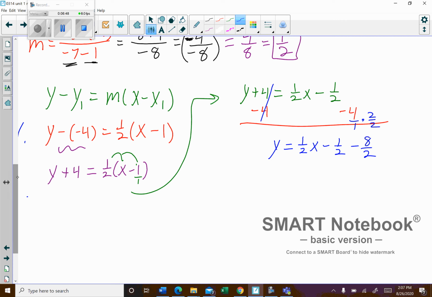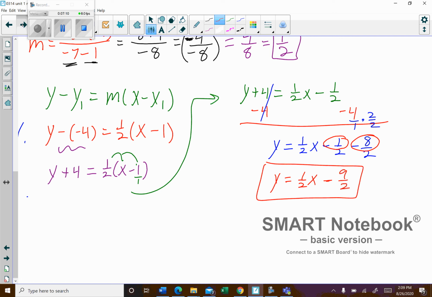Okay, now here, take these signs into account. So you're subtracting 1 over 2 and you're subtracting 8 over 2. So they're both subtracting, so they're both on the same team. So what we'll do is we'll add them together and keep the minus sign, and then all over 2.